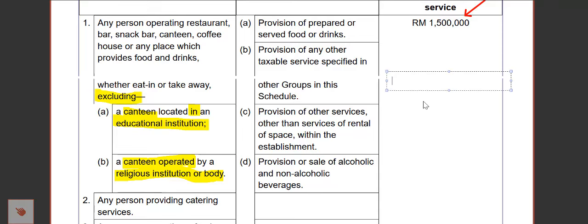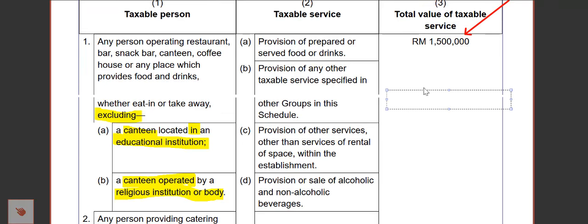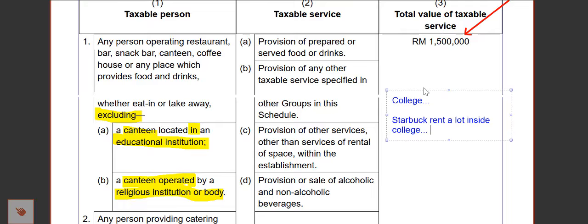You must be in a canteen in the educational institution. It's quite tricky. Let me give an example. Let's say we have a college, and Starbucks rents a lot inside the college and operates their cafe. This is not a canteen inside the college. They only rent a unit, a lot, and they operate Starbucks as their cafe. That one will still be taxable.